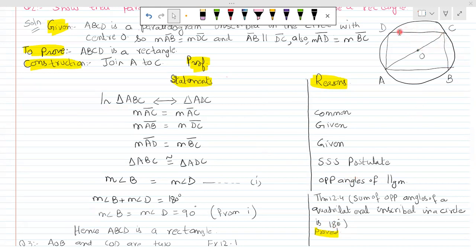this is a quadrilateral which is inscribed in a circle, and its opposite angles, angle B and D, the sum of these two will be 180 degrees. And as these two angles are also equal, the only option is that angle B and D will each be 90 degrees, and their sum will be 180 degrees. And that is what we had to prove, that the angles are 90. So in this way we have proved that this parallelogram is a rectangle.